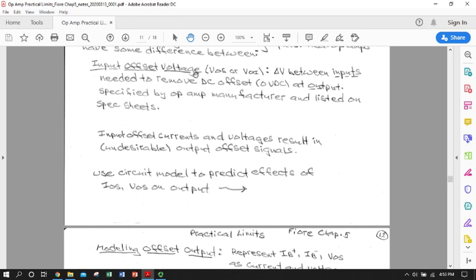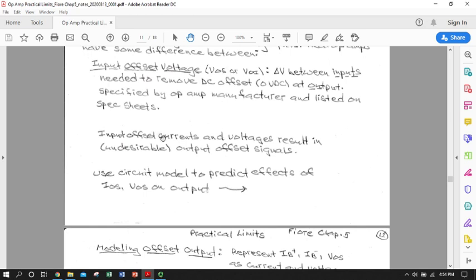What's the actual real voltage difference that you can support between the inverting and non-inverting terminals? This has a particular definition, and it's related to your input currents and the asymmetry of the circuit. It's the voltage difference between the inputs that you would need to impose in order to remove the DC offset at the output. So if you wanted to get rid of all of the DC offset that's due to your op-amp non-ideality, VOS is what you would have to apply if all other things were idealized.